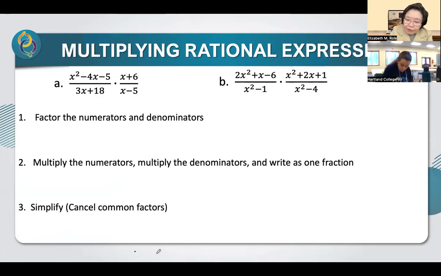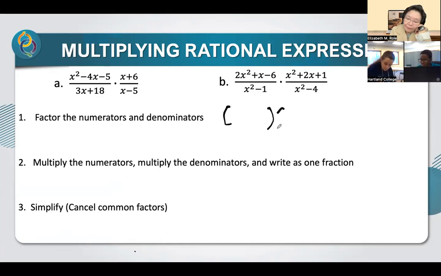So what are the factors of 2x squared plus x minus 6? (2x minus 3)(x plus 2). Oh, if that's right. (2x minus 3)(x plus 2). Everyone got that? Almost. Almost. That's okay.